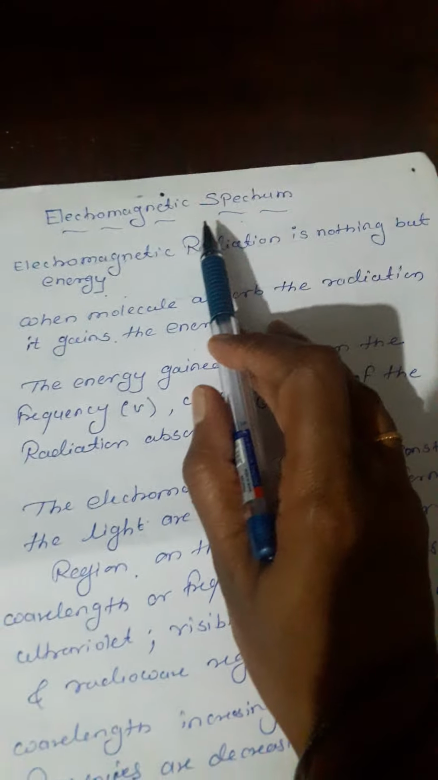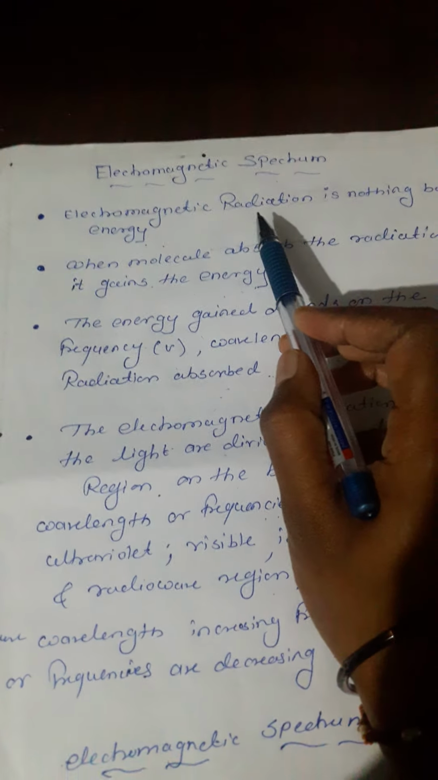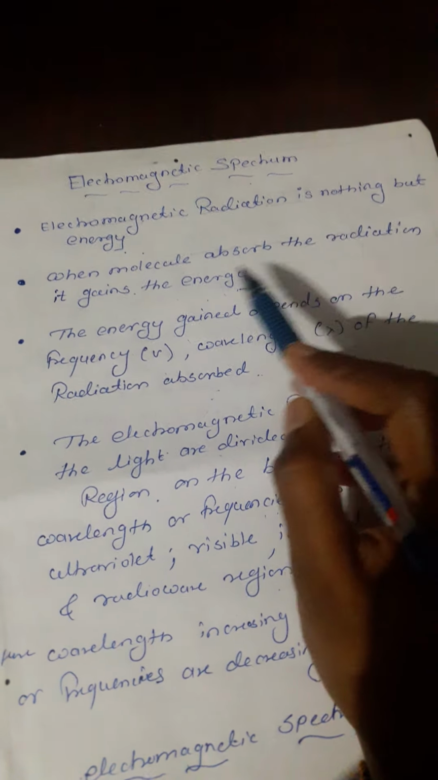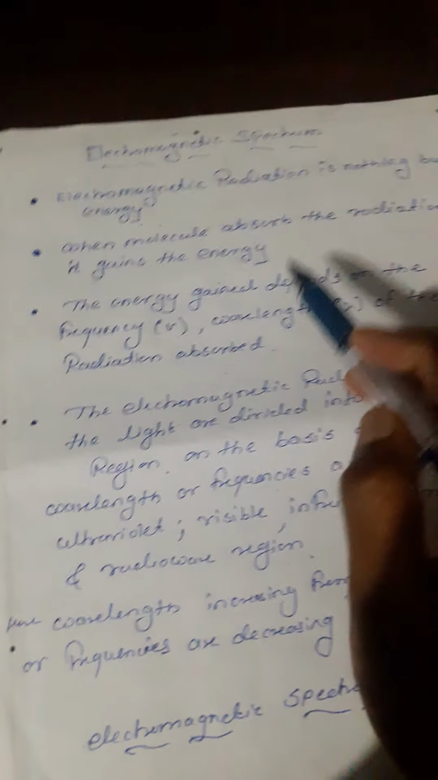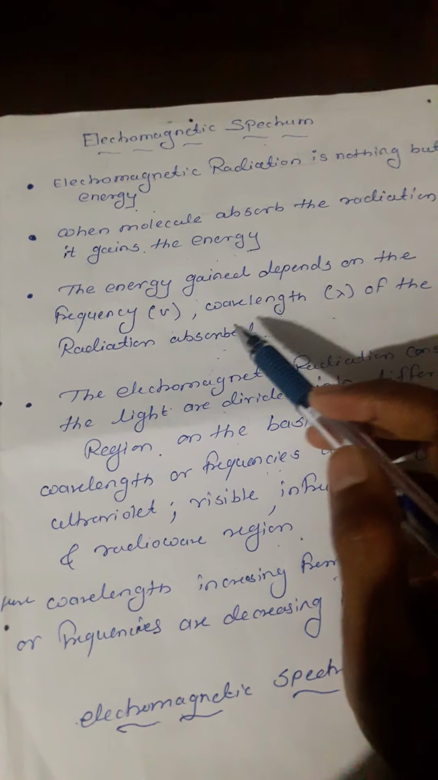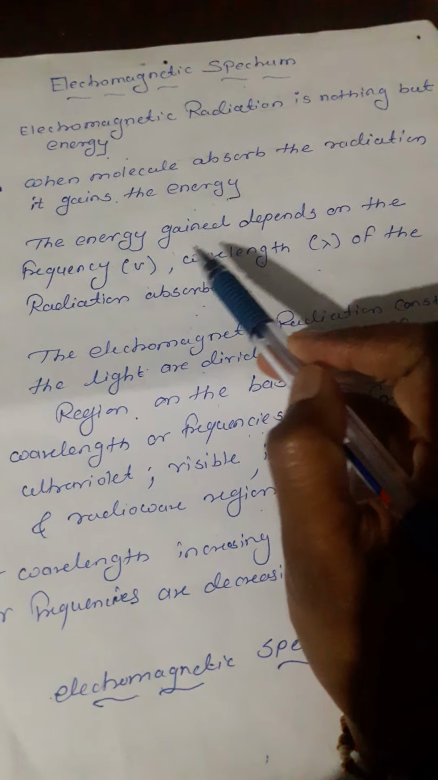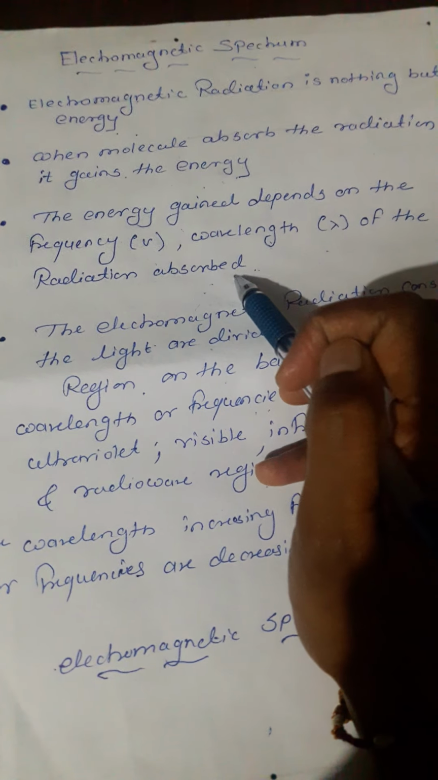Today we are going to start a new topic, the electromagnetic spectrum. Electromagnetic radiation is nothing but energy. When a molecule absorbs the radiation, it gains energy. The energy gained depends on the frequency, nu, and wavelength, lambda, of the radiation absorbed.